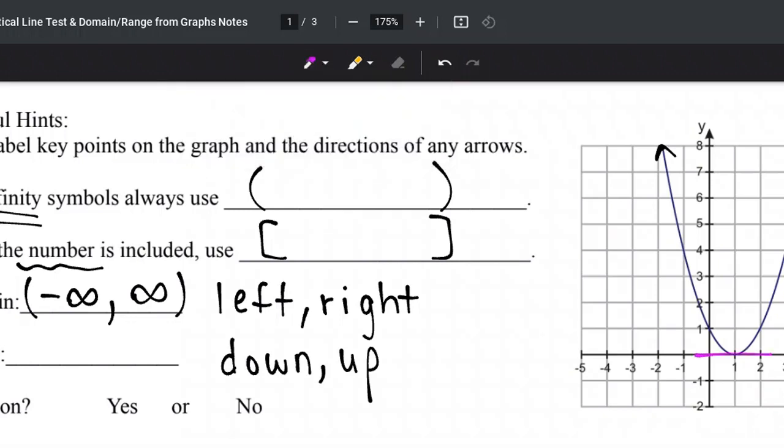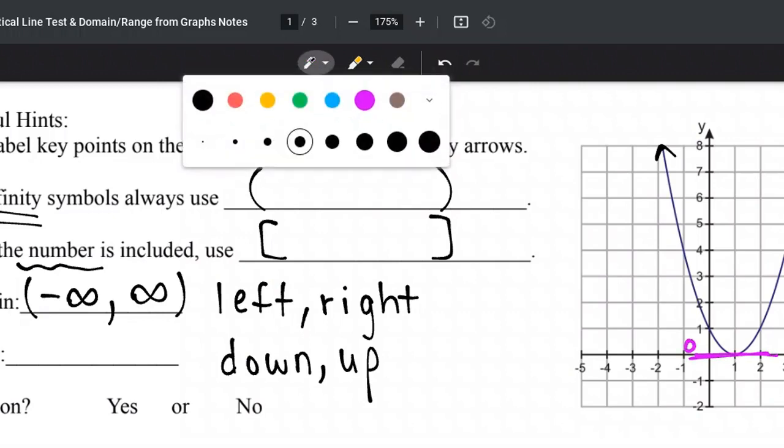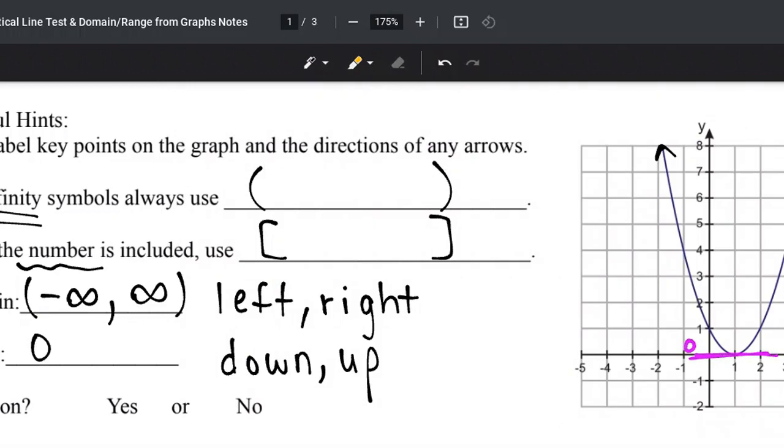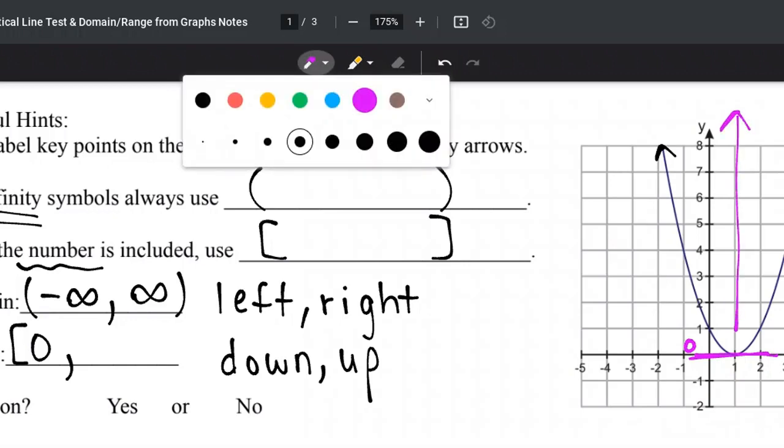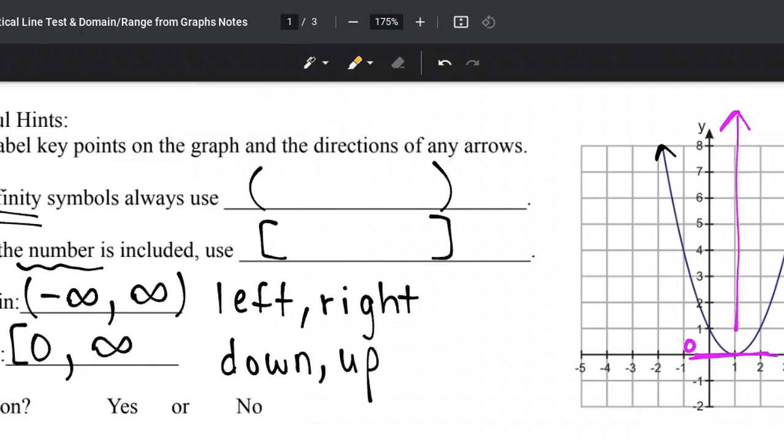How far down does this graph go along the y-axis? It actually starts right here, which is at 0 on the y-axis. So the graph's starting at 0, and anytime we put a number, we put a bracket by it. And then how far up is the graph going? It's going forever up because we see the arrows pointing up, which means that it's going to positive infinity on the y-axis. And anytime we use an infinity symbol, we use a parenthesis by it. Is this a function? Yes, this graph is a function because if we draw a vertical line through it, it will pass the vertical line test.